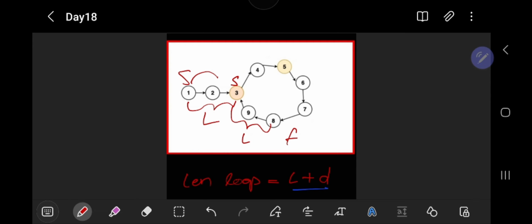If we move one step further, fast will also move one step further. If we move one step further, fast will also move one step further. And it is sure that they will meet at a point, and that point will be our answer, because both slow and fast are at L distance from our answer. Right, both slow and fast are at an L distance from our answer.